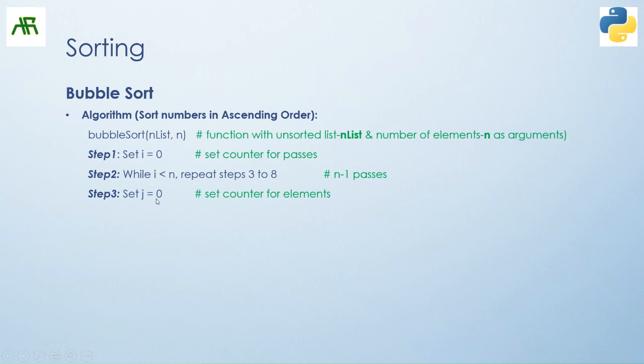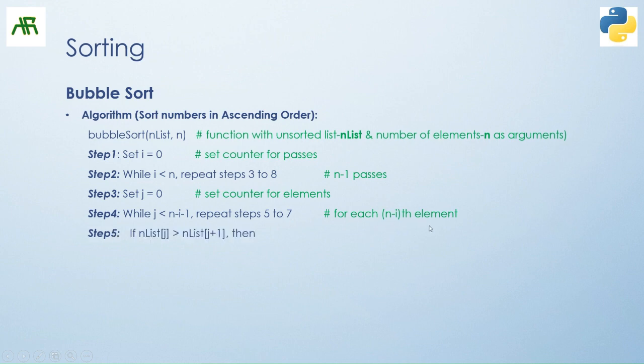Set j equal to 0. This is to deal with the number of elements across each pass. While j is less than n minus i minus 1, repeat steps 5 to 7. This is to run the statements in steps 5 to 7 for each n minus ith element.